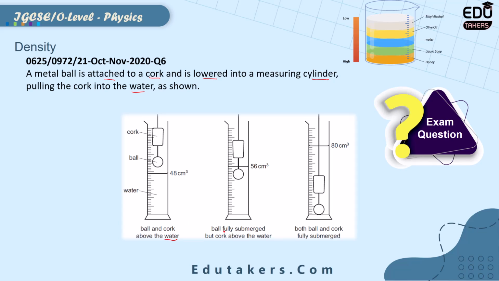Then the ball is fully submerged but the cork is above the water. In the second figure, the cork is not dipped in the water but the ball is fully dipped in the water. In the last figure, you can see here both the cork and the ball are submerged in the water. The mass of the cork is given, which is 4.8 gram. What is the density of the cork? You need to find out the density of that cork.